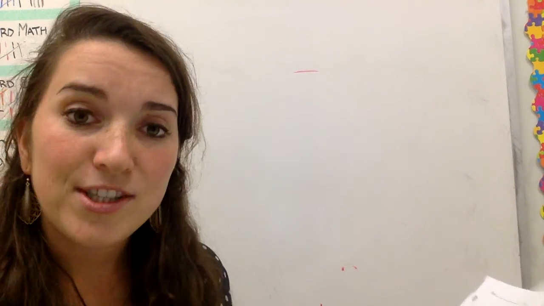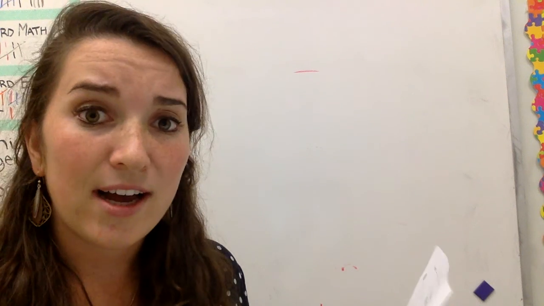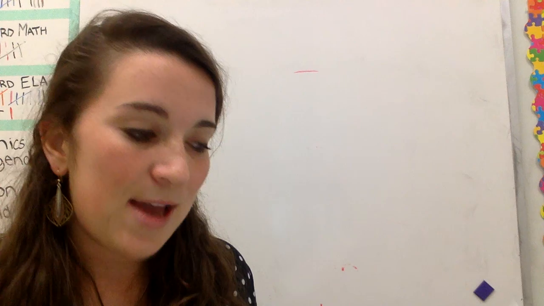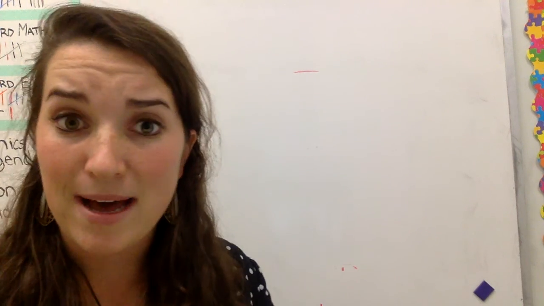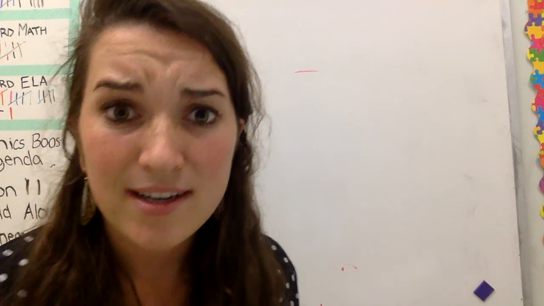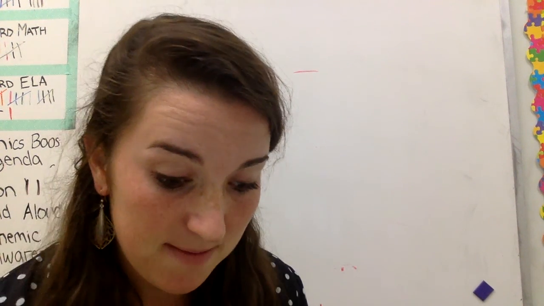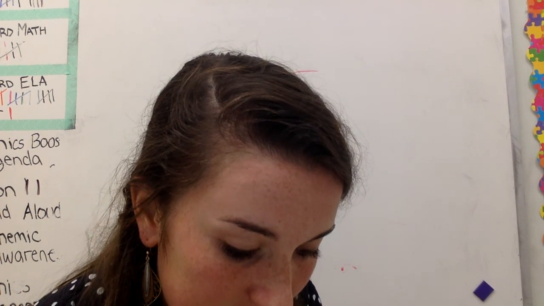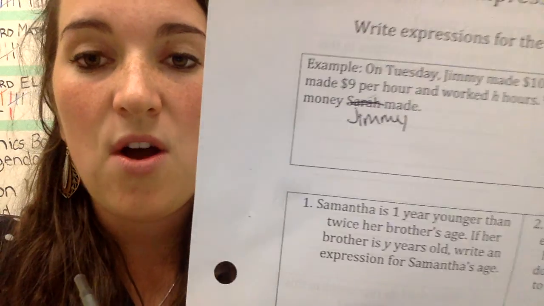It says, on Tuesday, Jimmy made $10 less than Sarah at work. Sarah made $9 per hour and worked 8 hours. Write an expression for the amount of money Sarah made. Actually, I'm really sorry. That's supposed to say the amount of money Jimmy made. Okay, so cross out Sarah, write Jimmy. Doing that on my paper right now.